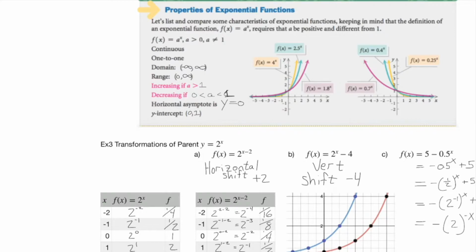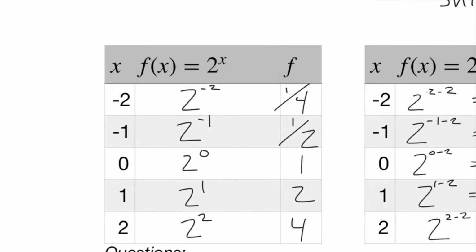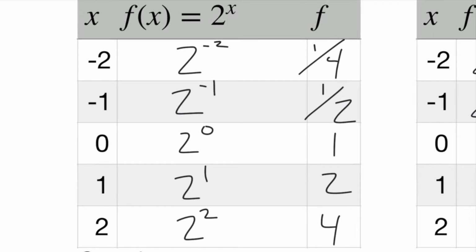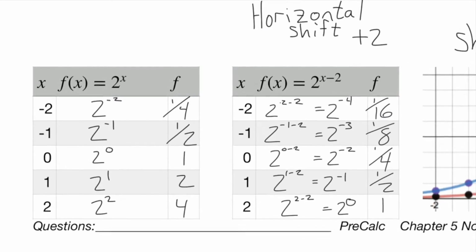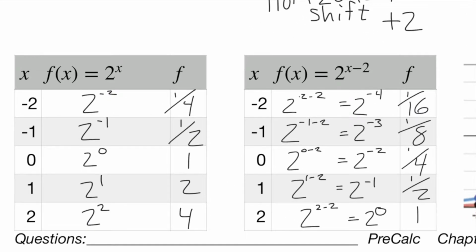Let's take a look at the parent function y equals 2 to the x. We've seen these values before. 2 to the x power, 4, 2, 1, 1 half, 1 fourth. Now, what if we transformed that? What if we took that as a parent function and we said we don't have just x anymore, we have x minus 2? What we'd see is all of these values shift plus 2.